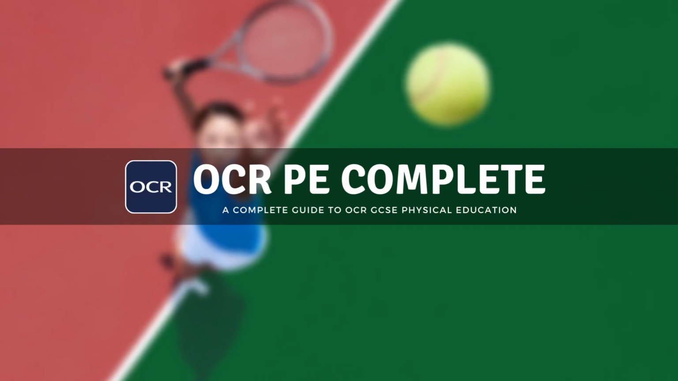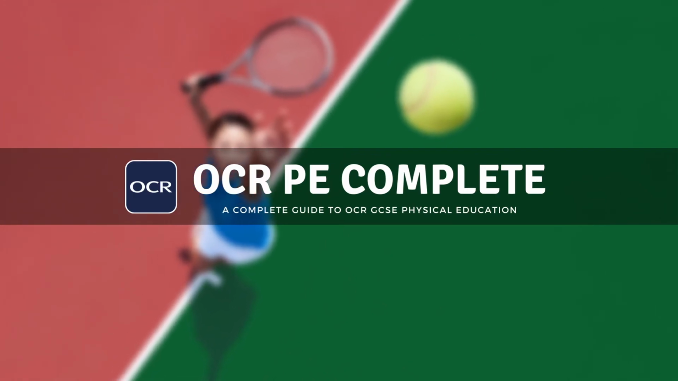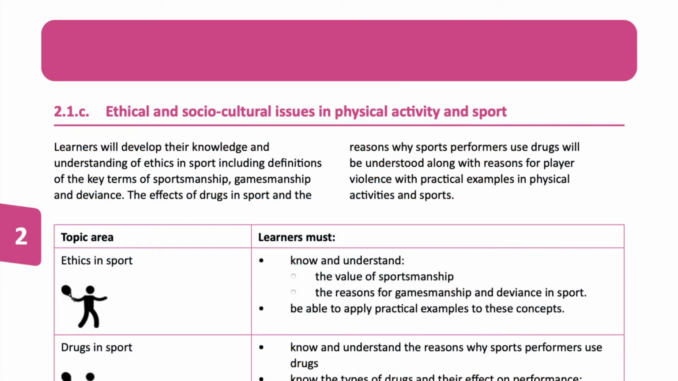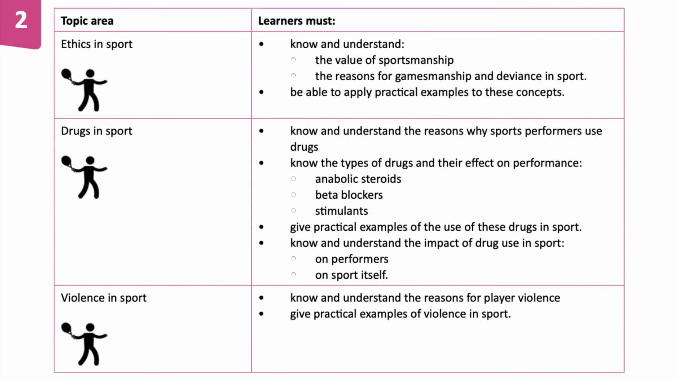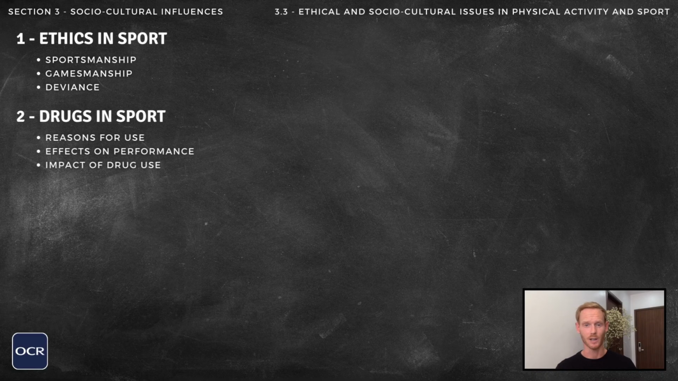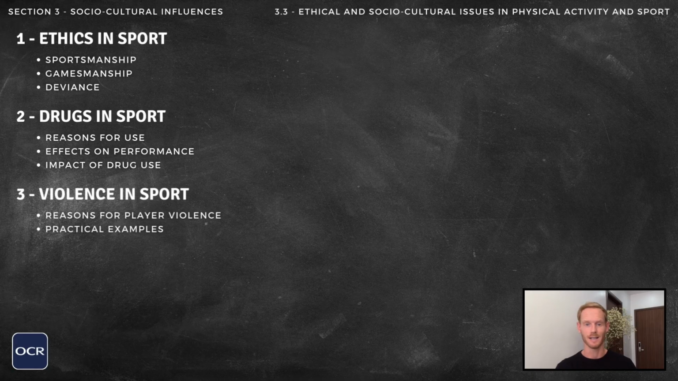Hello and welcome to another complete OCR GCSE PE lesson, where you'll learn absolutely everything you need to know on topic 3.3, ethical and socio-cultural issues in physical activity and sport. As always, we'll be following the OCR syllabus exactly and we'll cover absolutely everything you need to know for your final exam. For topic 3.3, you need to know about ethics in sport, including the terms sponsorship, gamesmanship and deviance, performance-enhancing drugs, including their impact and why performers use them, and the reasons for violence in sport.